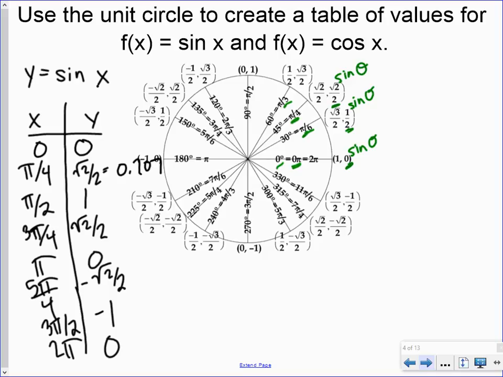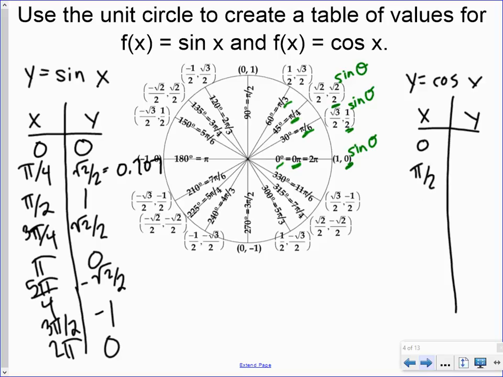Kind of like if you remember back to imaginary numbers, the cycle of powers of i. Just keep repeating yourself. So we're going to see that in the graph. And we could do the same thing for cosine of x. And this time I'm just going to go by pi over 2's.